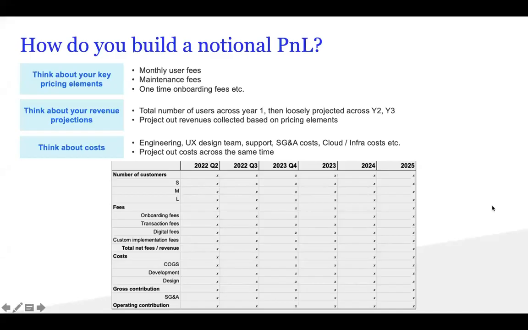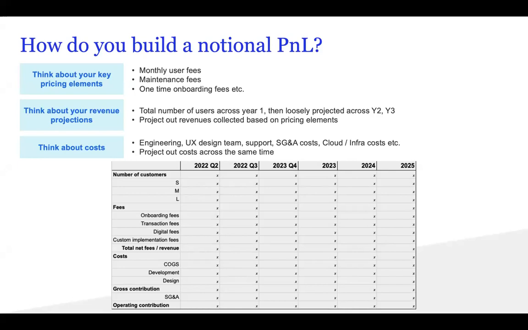So one of the key elements or artifacts within the PRFAQ is the notional P&L. You don't necessarily need to have it, but it gives you more credibility if you think about how you plan on pricing your products and how your product is going to improve your bottom line. So there are three key ways you break down a P&L.